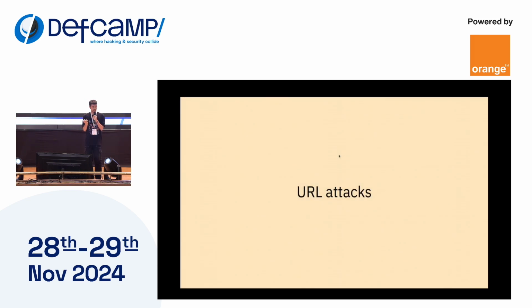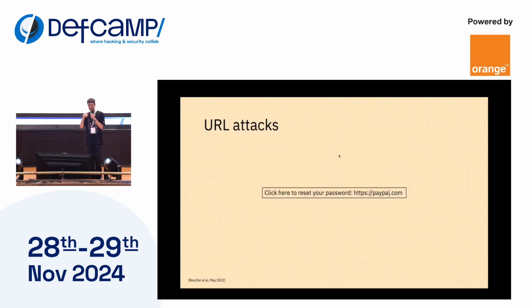Basically, URL attacks, you probably know this, right? I send you an SMS. It looks like this, you click, oh, you're hacked. Well, it doesn't work anymore because now it would get transformed into this. This is a thing that's called punycode.